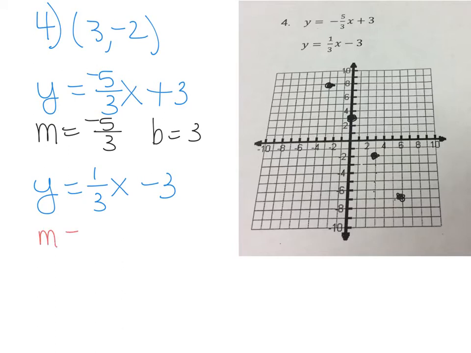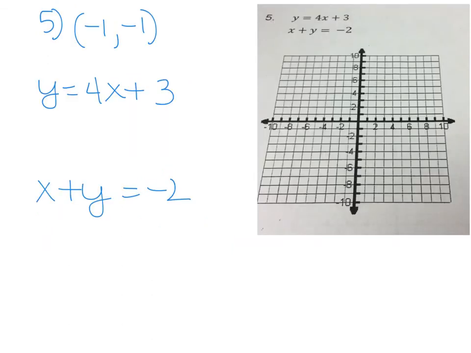The slope is 1/3, and the y-intercept is -3. So I'm going to go to my y-axis, go to -3, and then go up 1, right 3, up 1, right 3. I don't even have to go any farther because they've already crossed. So my two lines cross right here at this point, which is, if you start at the origin, you go 3 right, 2 down. The answer is 3, -2.